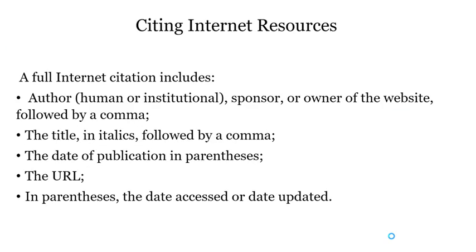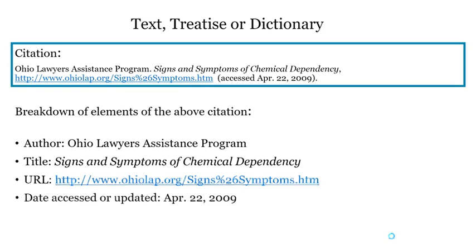And then finally, a full internet citation includes the author, which can be human or institutional, sponsor, or owner of the website, followed by a comma, the title in italics, followed by a comma, the date of publication in parentheses, the URL, and then in parentheses the date accessed or date updated. And then here is our example. This is a citation to an article published by the Ohio Lawyers Assistance Program entitled "Signs and Symptoms of Chemical Dependency." Additional information provided is the specific DOI number for finding purposes, and the date of access by the user.